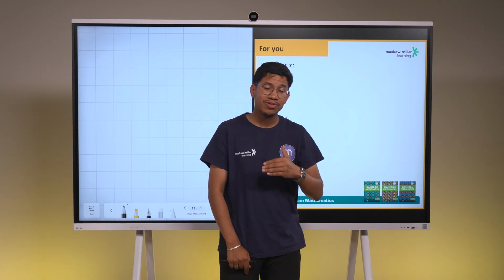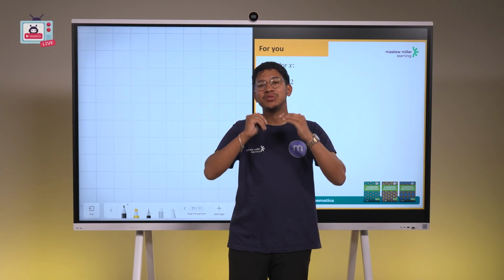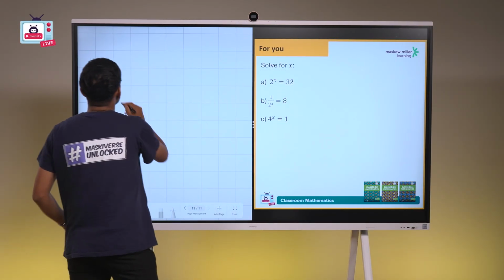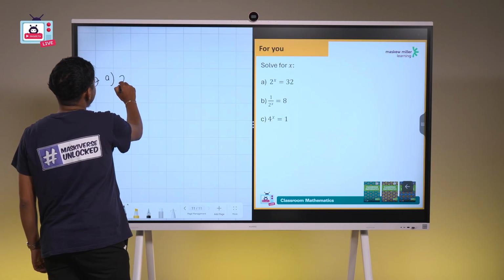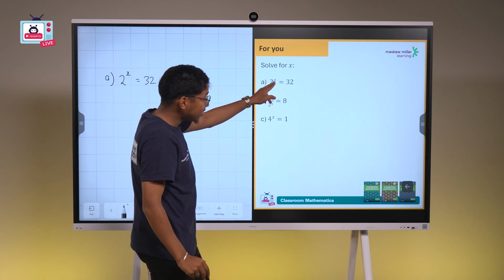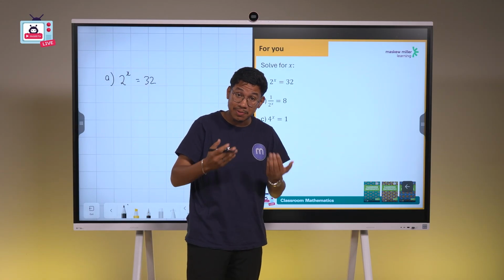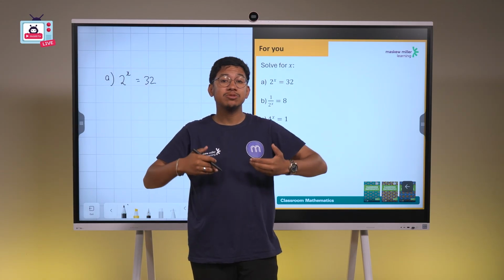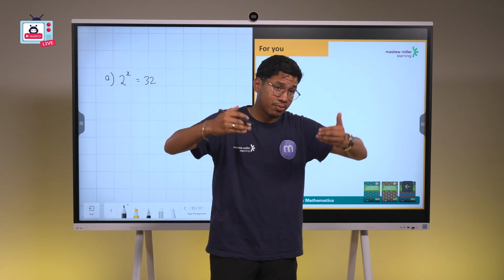I will do all 3 with you, then I will leave you with some to tackle on your own. So the question says solve for x. What is the first thing I notice? The first thing I notice is that I have x, or the unknown, as an exponent, meaning I need to apply my exponential rules to solve the problem.